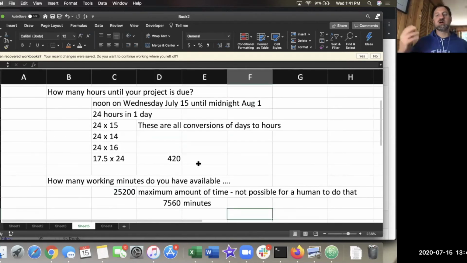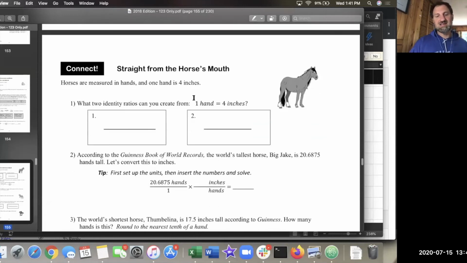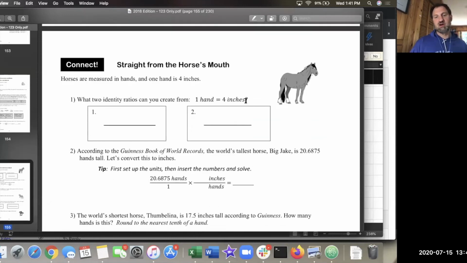So I want to talk about time because it serves two purposes. One, just thinking about the timing as the course ends, and two, it introduces us to the basic concept of conversions. So on the next page, it introduces you to an identity ratio that you probably are not familiar with unless you've worked with horses before. The concept here is that a hand is the same as 4 inches. So what is an identity ratio?